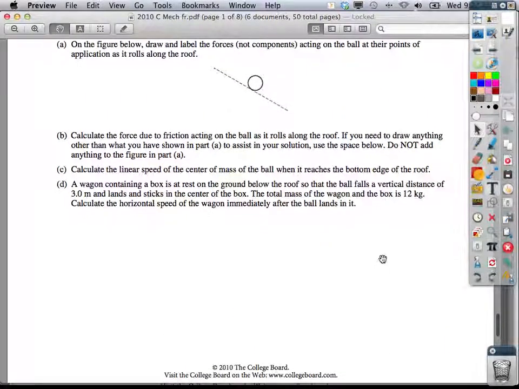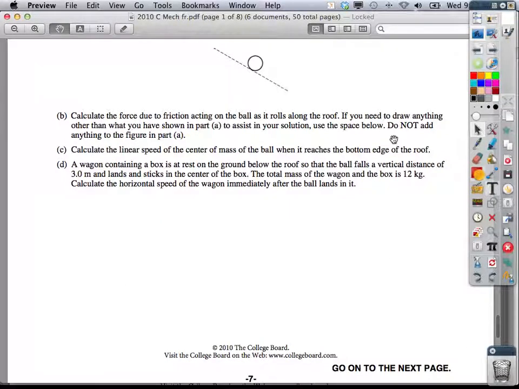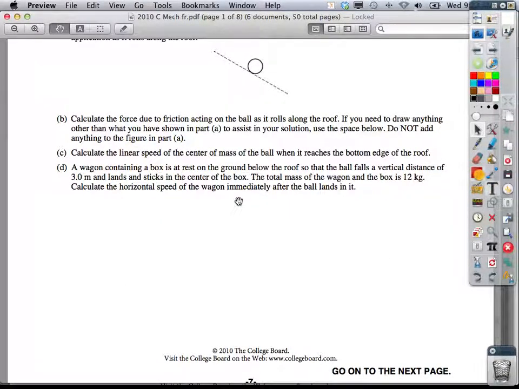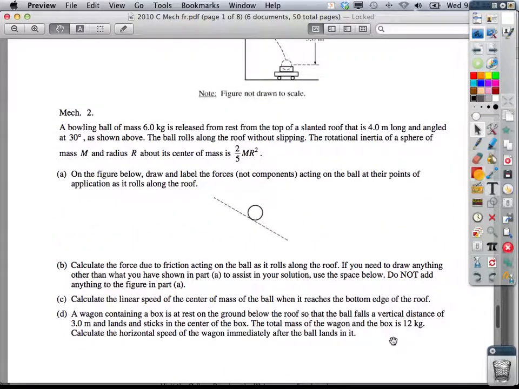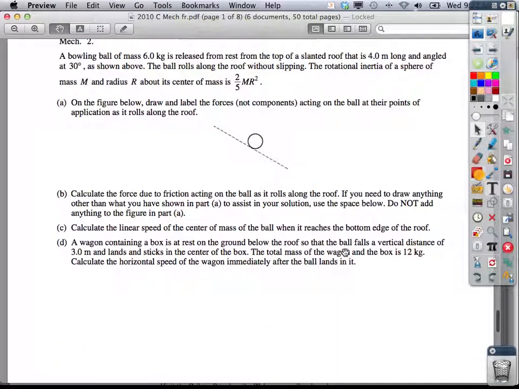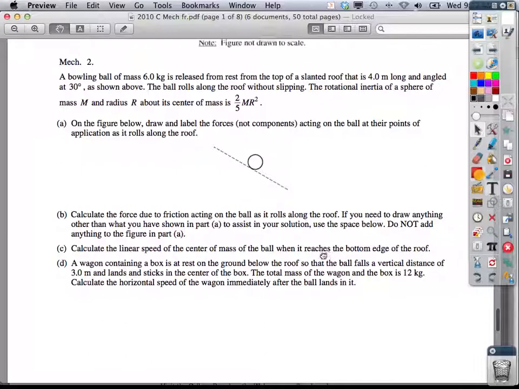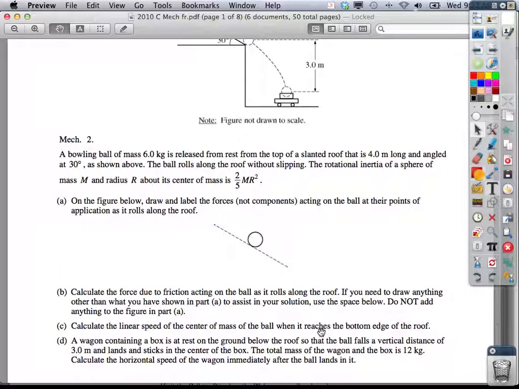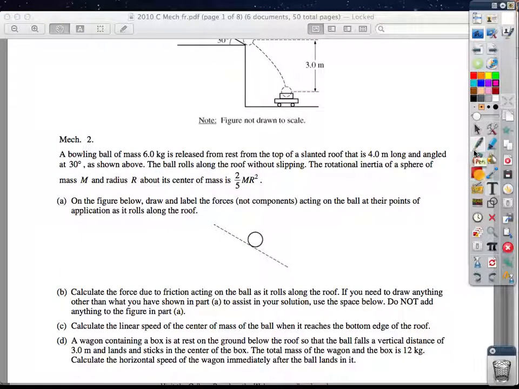All right. What are we doing? All right, we just did part B. Okay. So then, for part C, calculate the linear speed of the center of mass of the ball when it reaches the edge of the roof. Remember, this thing's rotating and translating, so I just need to use some energy, right?